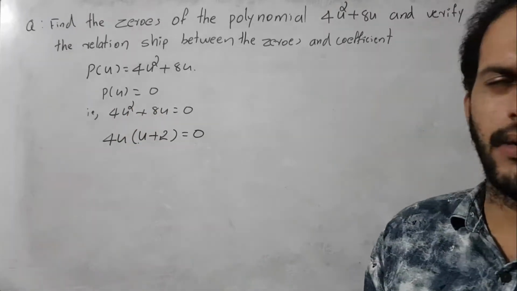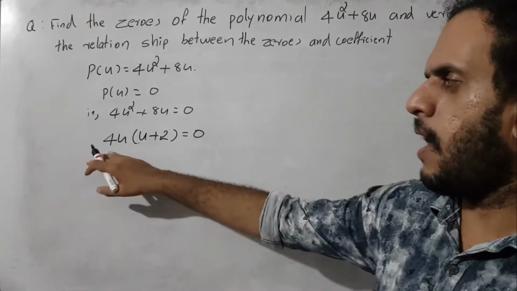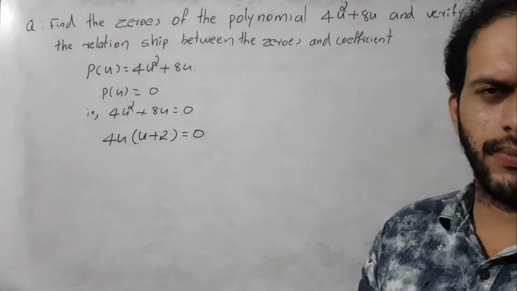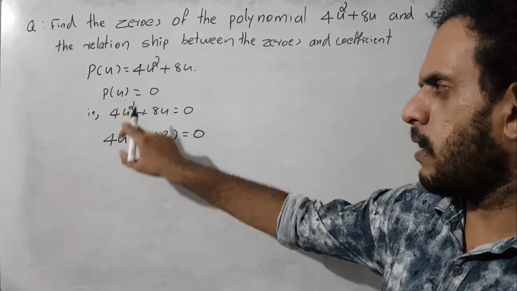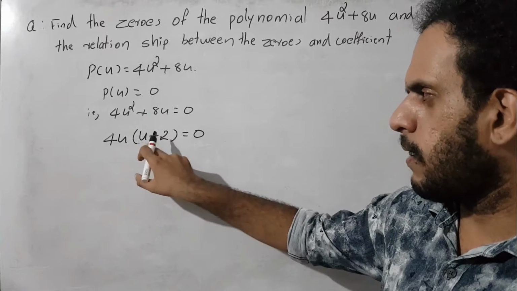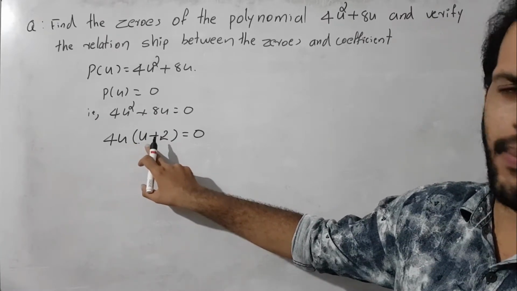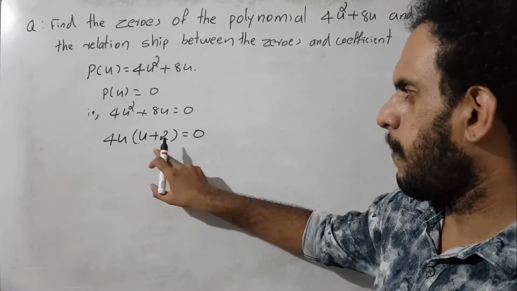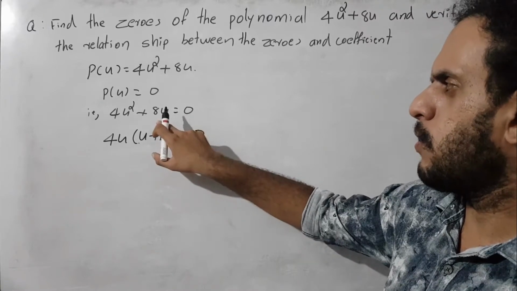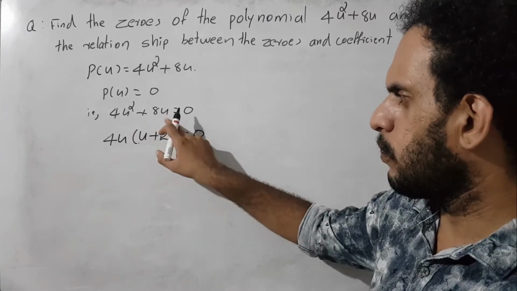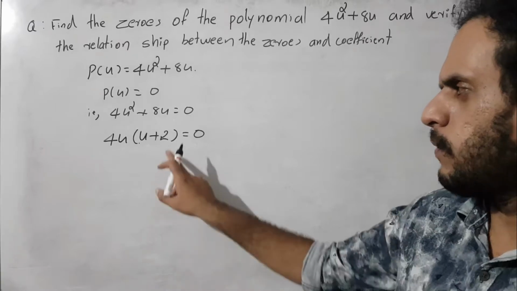What is the common factor? The common factors are 4 and u. Then 4u we take it out. Then in 4u square we take 4u out. Then what is remaining? u. Plus, from 8u, taking 4 and u out, what remains is 2.